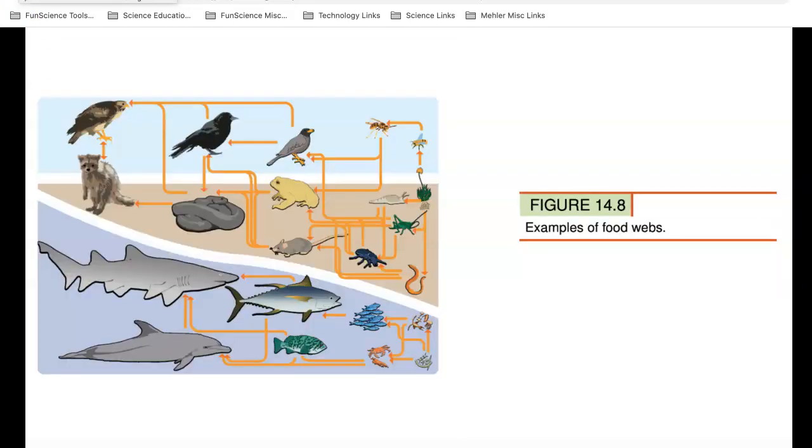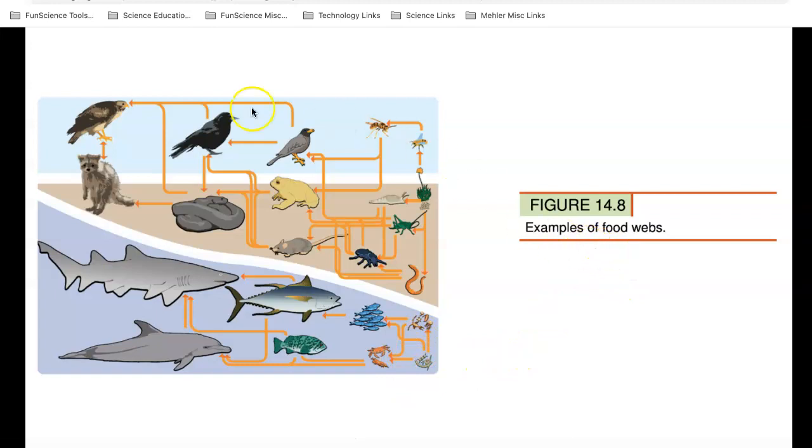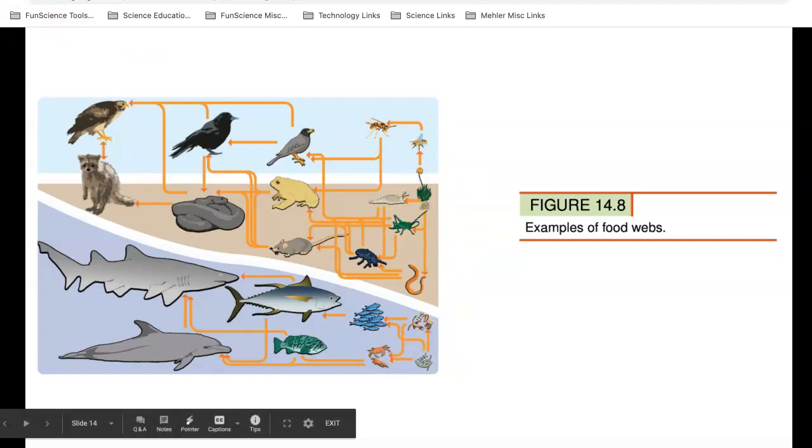Here's another example of two food webs. One, the ocean food web, which is here, again starting with phytoplankton, and on the ground, a terrestrial food web, and that's a producer right here. All of these organisms depend on the energy created by, in this case, grasses, and in this case, phytoplankton.